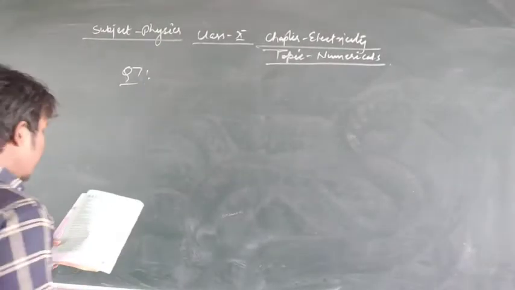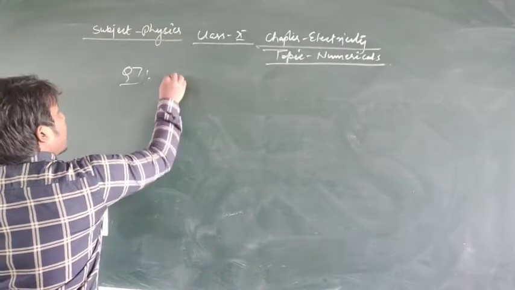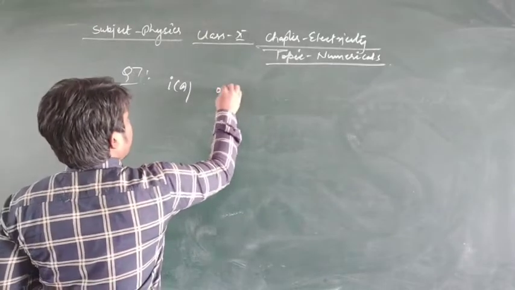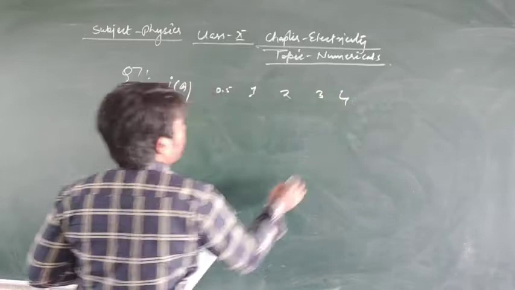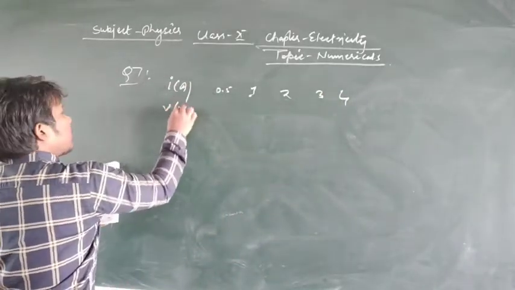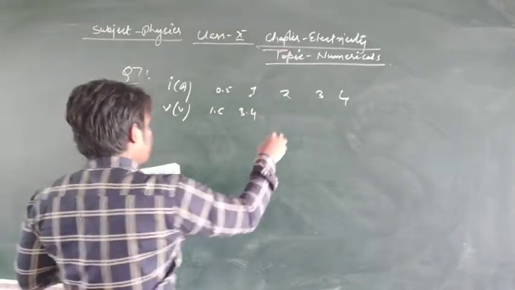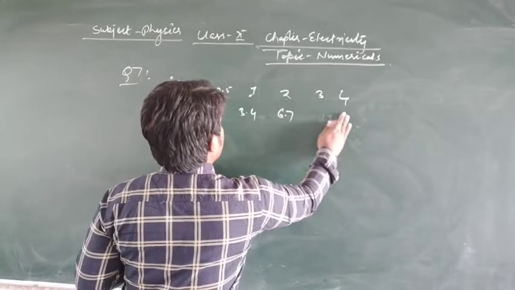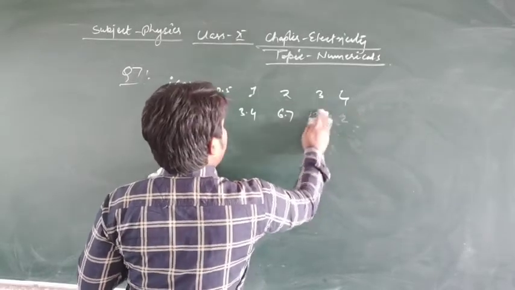In question number 7, the current I values are given in ampere: 0.5, 1, 2, 3 and 4. And the potential is given in volt: 1.6, 3.4, 6.7, 10.2 and 13.2.